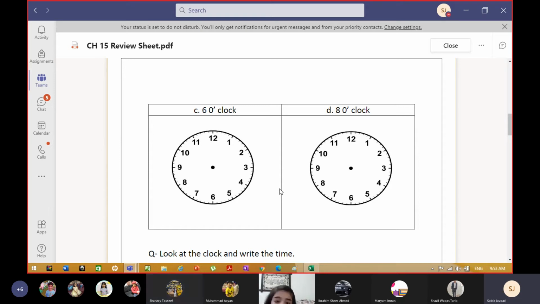Yes, beta, on the copy, or if you have a loose sheet, you have to do your work on the loose sheet and then fix it in your file. Write the name of the chapter, chapter 15, review sheet, and then start the work. Write the date on the top of the page. Okay, that's great if you have a copy.